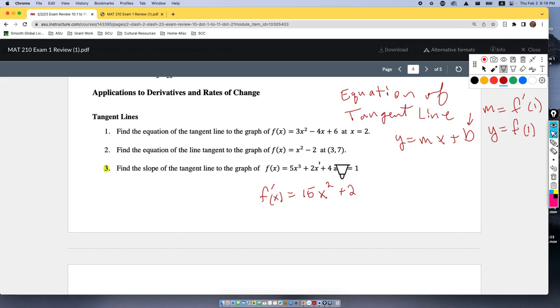Otherwise, it's just gone. Okay, but know that difference: the 2x, when it takes its derivative, becomes 2. The 4, since it's a constant, becomes 0. So this is our derivative. And to find the slope at a particular point, we take that derivative at that value, at 1. Plug in the 1, so we get 15 times 1 squared plus 2. 1 squared is 1, times 15 is 15, plus 2 is 17.